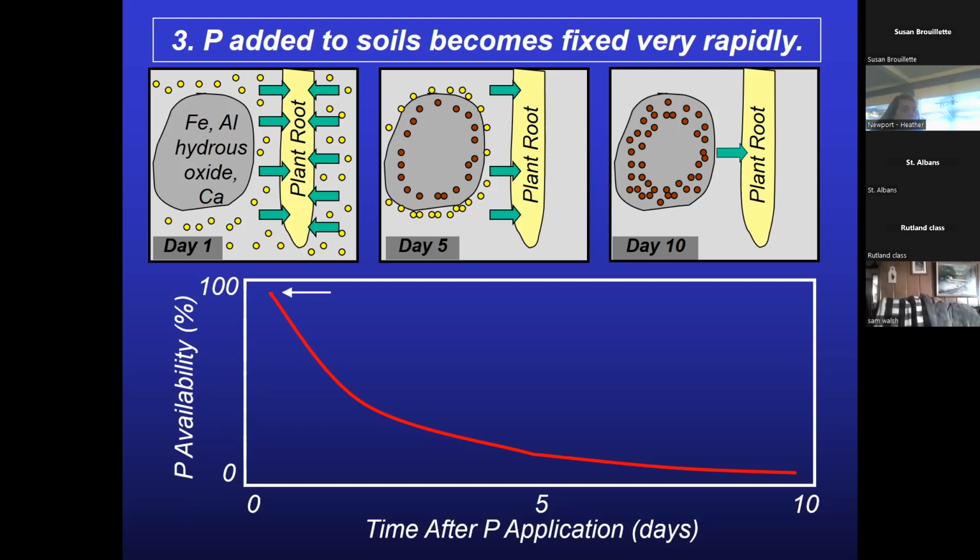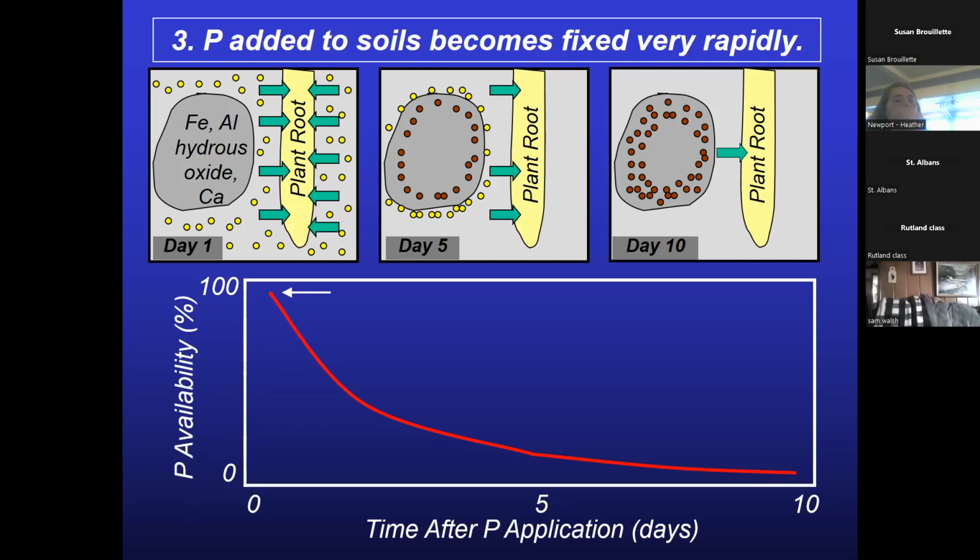gets bound up. So if you grow corn, let's say, one of the reasons we want to put phosphorus fertilizer right near the seed is because if it's not right there, right near that growing seed, it could easily get bound up really quickly. So we want to give that phosphorus that you're putting on the best chance of getting to the plant roots.